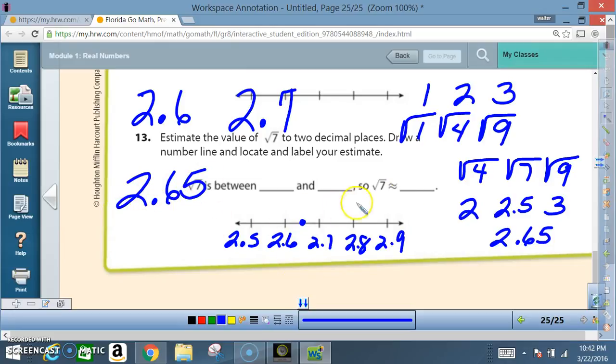And then I graphed that on the number line. Here I have 2.5, 2.6, 2.7, 2.8, 2.9. So 2.65 is halfway between 2.6 and 2.7. And there I have my point plotted.